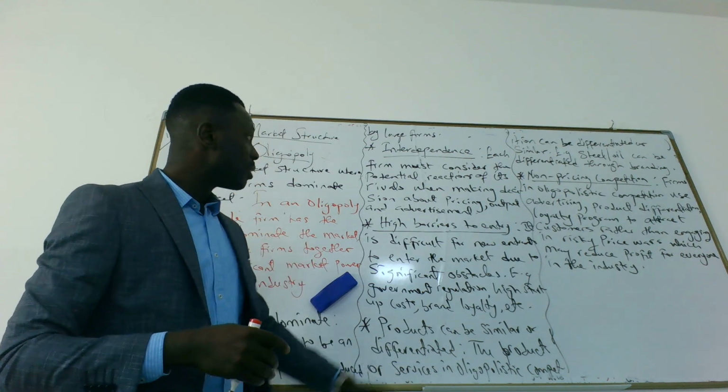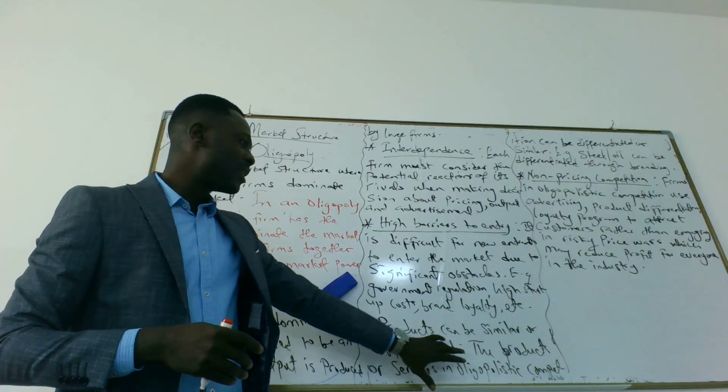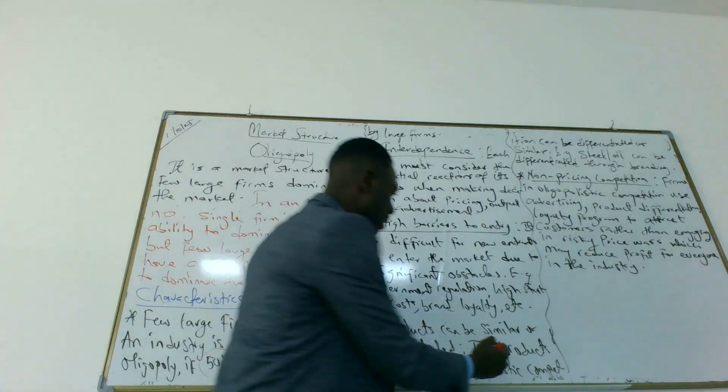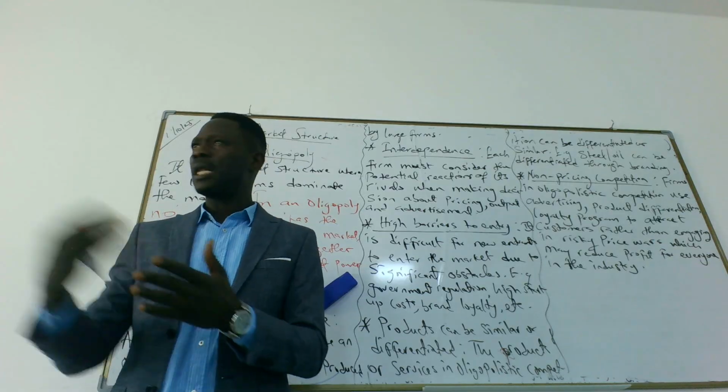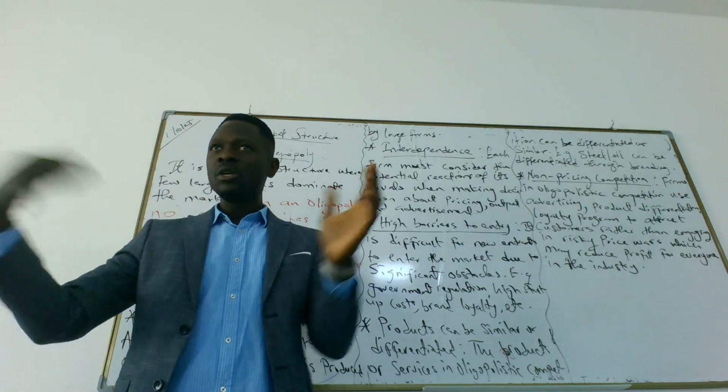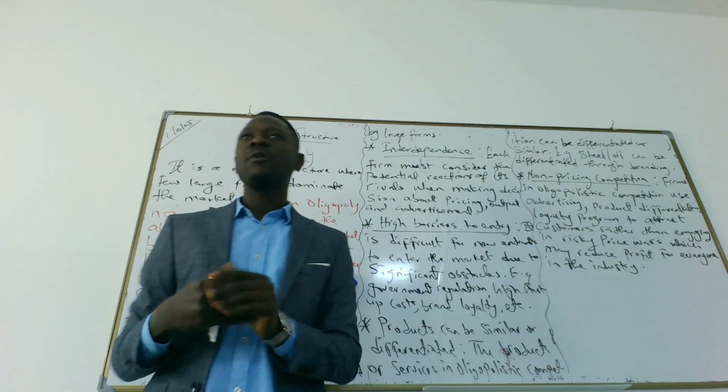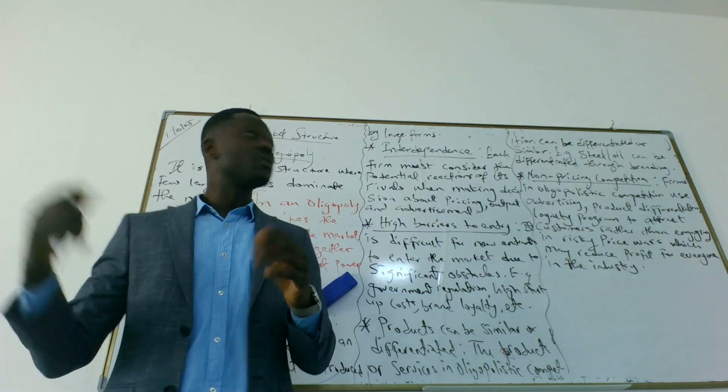The next one, products can be similar or differentiated. The products produced there might be similar. If they are similar, like oil or steel, the only thing you do is to find a brand name for it, to differentiate it from those of the competitors.